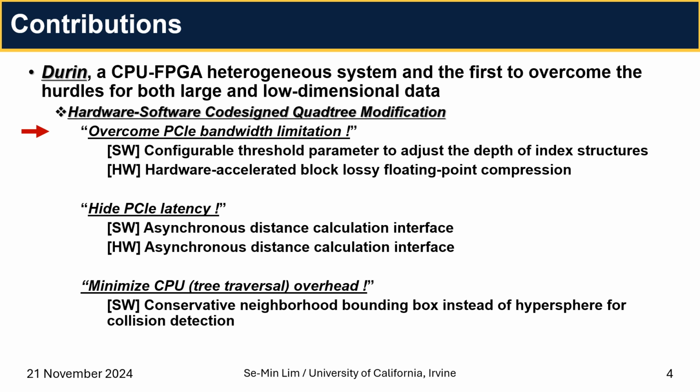In this case, PCI bandwidth will be one of the most prominent components, giving us a performance bottleneck. So the first software-hardware co-optimization point is implementing a configurable threshold parameter to adjust the depth of the index structure on the software side, and a novel variant of the lossy GFP block floating point compression scheme on the hardware side. To hide the PCI latency, we implemented an asynchronous distance calculation interface between software and hardware. However, in this scenario, if the CPU consumes a lot of time for tree traversal, the effect of the asynchronous interface is going to decrease. So the final point of co-optimization is implementing a conservative neighborhood bounding box for collision detection, which is much simpler than a hypersphere-based collision detection scheme.